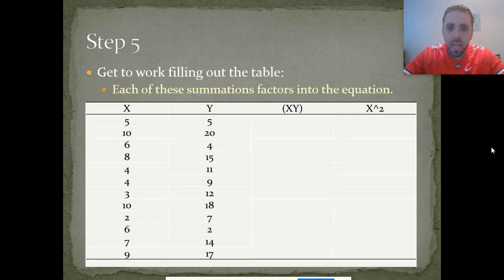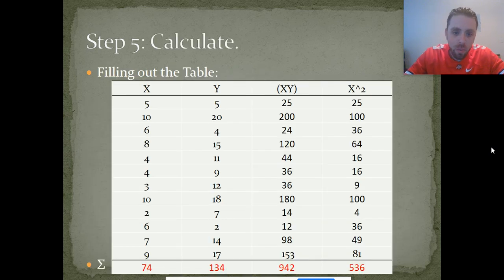Okay. So getting to work here, I asked you to fill out this table and to get the summations. Pause the video and do this if you haven't already. What you should have gotten is the following. The summation of x is 74. The summation of y is 134. The summation of xy is 942. The summation of x squared is 536. And how many pairs was I working with? I was working with 12.